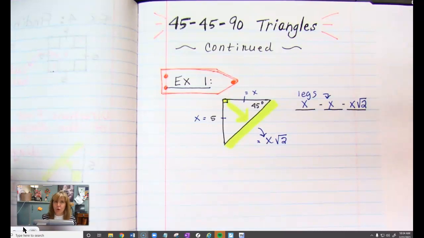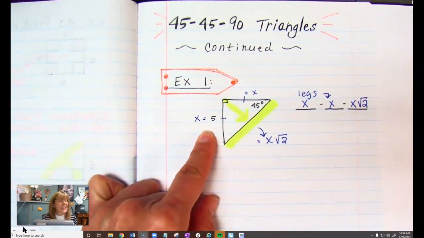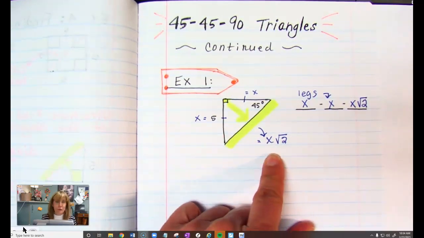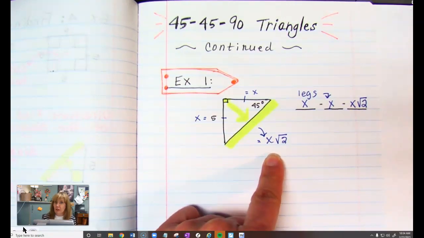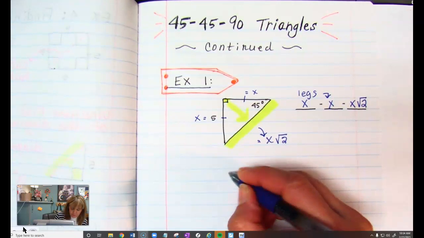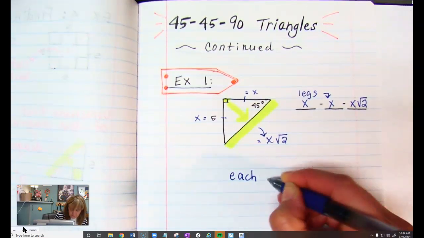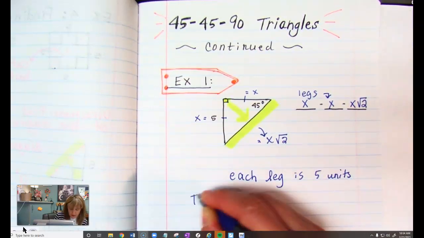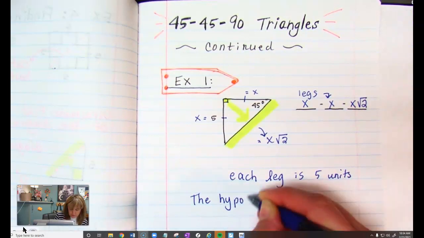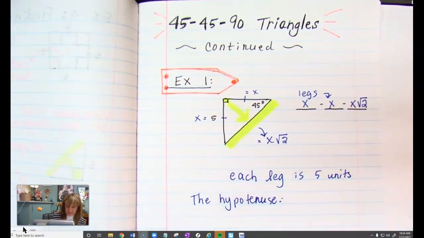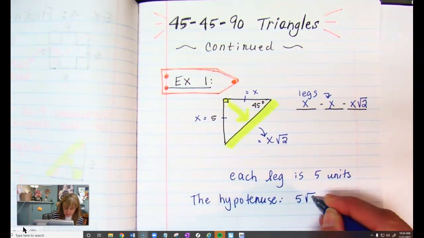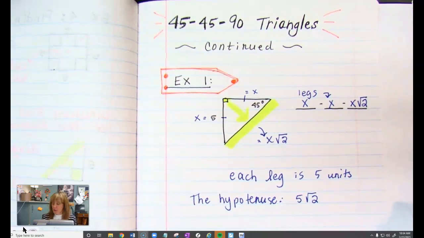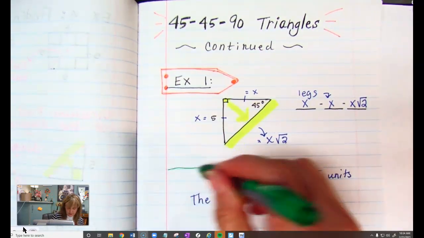Remember, you either have a level 1 or a level 2 problem here. This is certainly level 1. Level 1 is when a leg is given. If you know what the leg is, then you just stick that number right in front of root 2, and that's going to give you the measure for the hypotenuse. So each leg is 5 units. The hypotenuse is going to be 5 square root 2. And that's going to be it for this example. Let's take a look at another example after I box in my answer here.